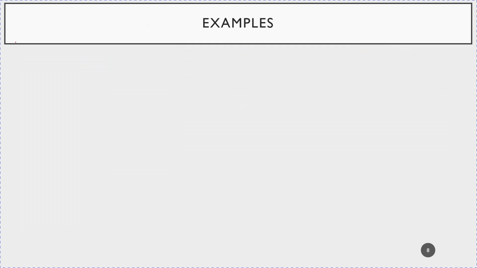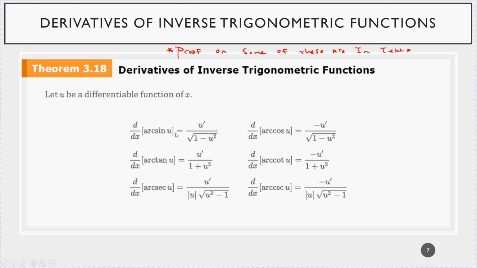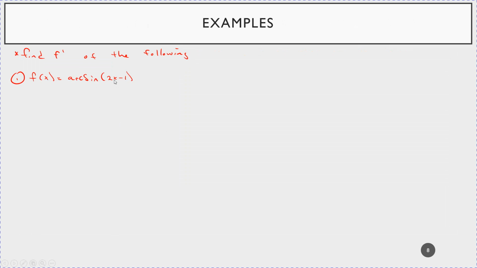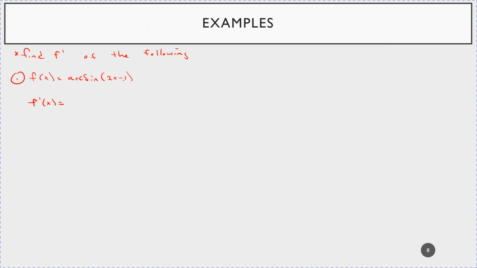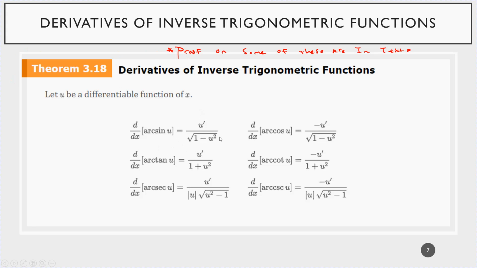All right, so in each of these, find the derivatives of the following. Here will be the first one. Let f of x be equal to arc sine of 2x minus 1. So you're just going to use this formula here. My u is 2x minus 1. So f prime of x is equal to u prime, which is just 2, because the derivative of this is 2. So this is 2 over the square root of 1 minus u squared.